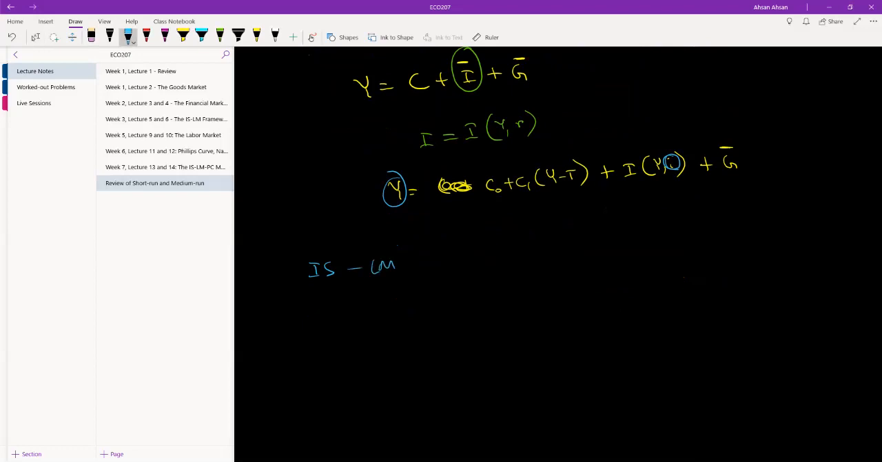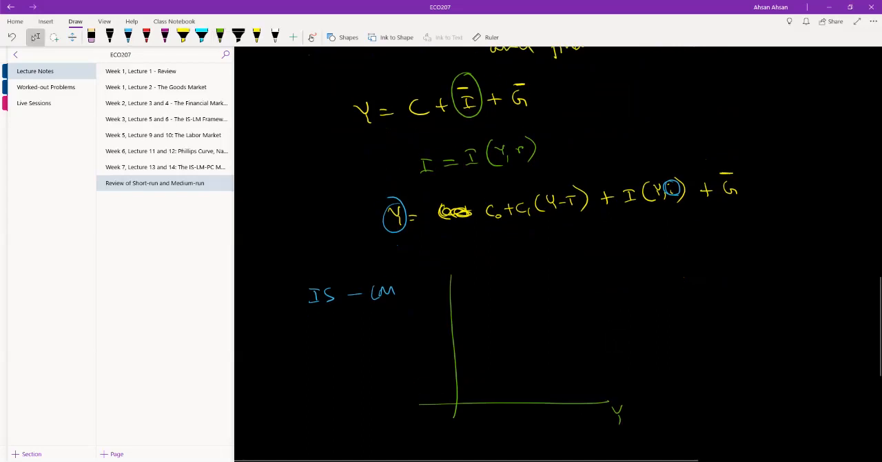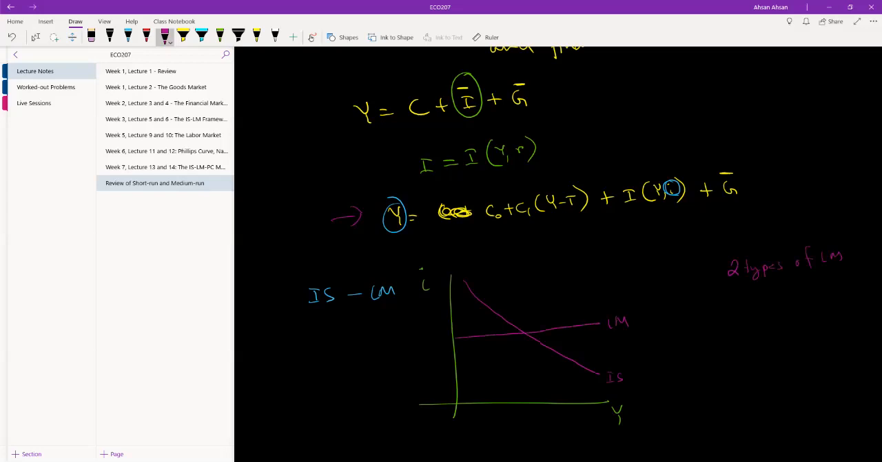So we looked at the IS relationship and we looked at the LM relationship, and what that looked like was something like this. So we have Y here, we have i here, this is IS, which we can derive from this relationship, and this is the LM relationship. Now remember that we had looked at two types of LM curve. One was the traditional approach and one using the more modern approach. So this is the modern version. The traditional version, it's important for you guys to know, but also know that we are going to be using the modern version for this chapter.